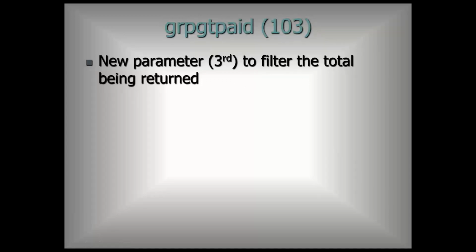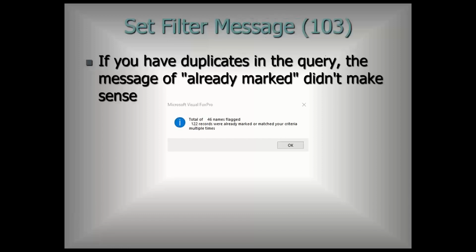Group GT paid. This now has an additional parameter to filter the total being returned by it. That way you can scope it a little bit more. Maybe you're only wanting to see certain things from the group being paid. So this will help you out there. See Cheryl's excellent documentation on how to use this, and maybe an example or two on what to do with it if you need it.